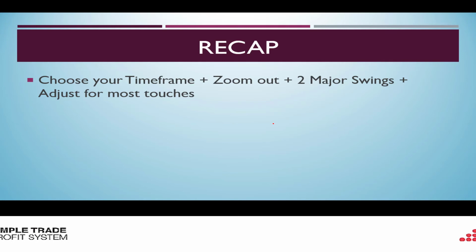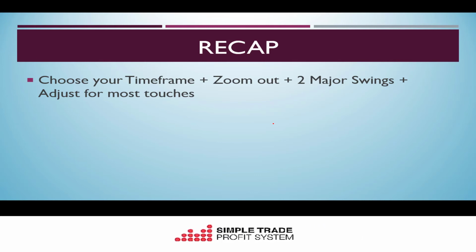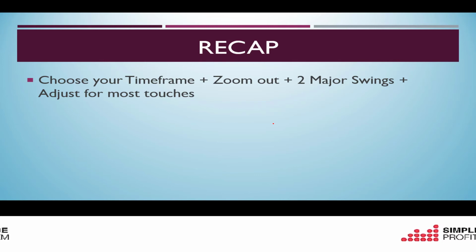You're going to zoom out to get a clear picture. You're looking for 2 major swings. You need 2 swings before it's even a trend. And then you're going to adjust them for the most touches, and you're going to copy and paste them to create areas of value, areas of interest, zones.